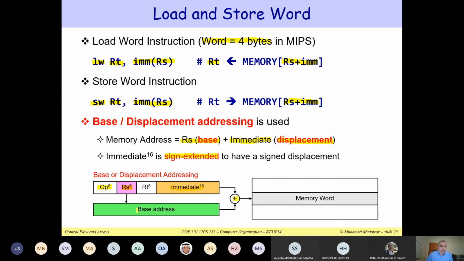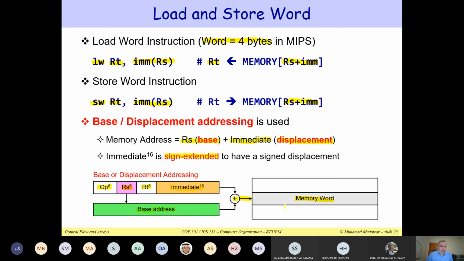The value of source register RS will be the base address. I'm showing it in green. And we add to it the immediate, which is a constant that is part of the instruction. So this is how we compute the memory address. Now we address memory, and this is a memory word. So we transfer a word from memory into destination register RT.